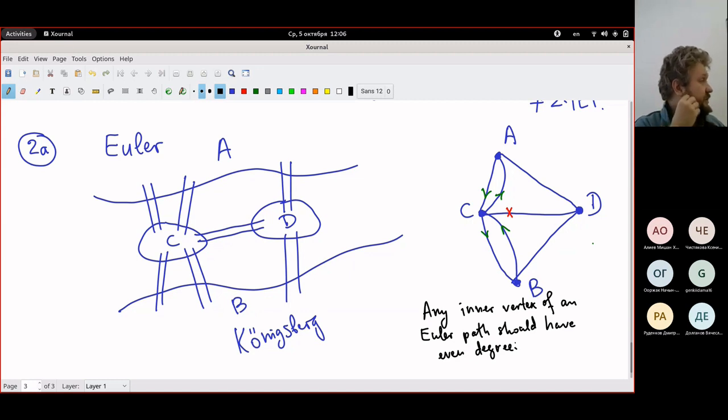What was the problem? That there were four vertices of odd degree, and there are only two possible vertices of odd degree if an Euler path exists, right? Because the starting and the ending point are allowed to have odd degree, but the inner points would have even degree. Here it's impossible, and therefore problem 2a, the answer is no, independently of the concrete realization of this graph. You can, by the way, think, do there exist other graphs which obey 2a, which are not isomorphic to this one?